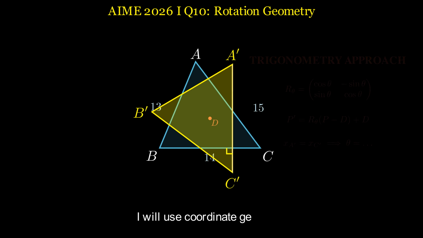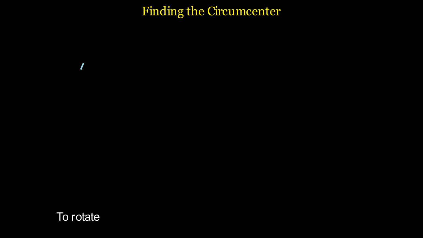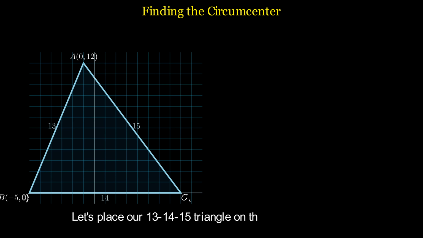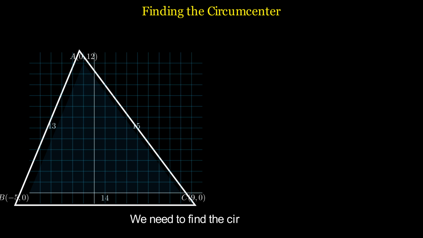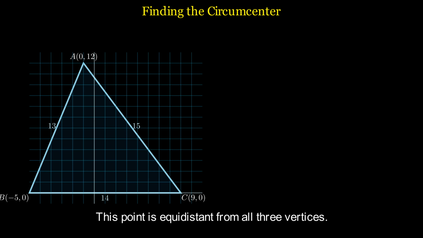I will use coordinate geometry to find the coordinates of A', B', C' directly. To rotate the triangle, we first need to find the center of rotation. Let's place our 13, 14, 15 triangle on the coordinate plane. We need to find the circumcenter. This point is equidistant from all three vertices.